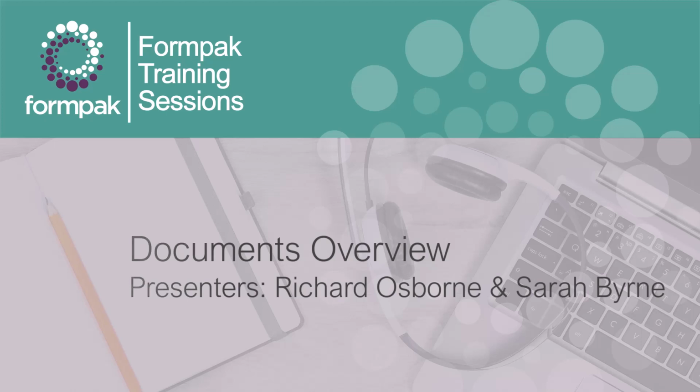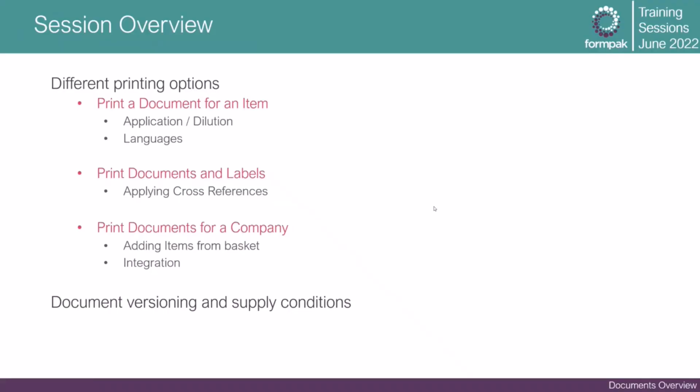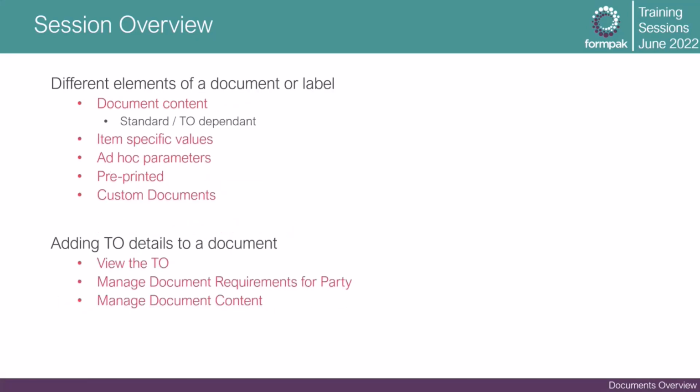It's the documents overview training session. We'll just go over what we're going to cover. So we're going to look at the different printing options in Formpak. That will include print document for an item, print documents and labels, and also print documents for a company. We'll then go on to look at document versioning and supply conditions. So we'll have a look at those.